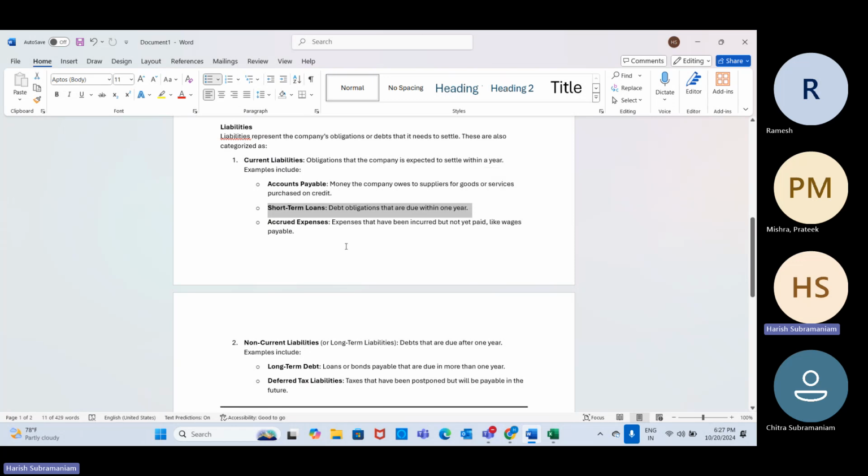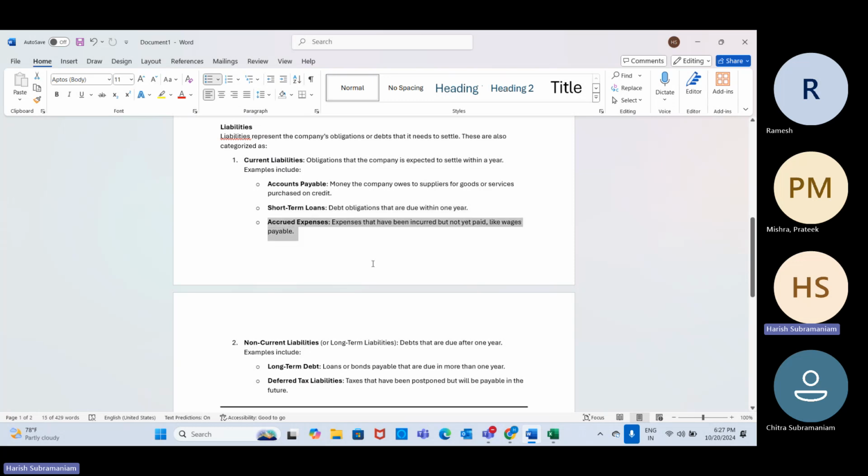short-term loans. So short-term loans are debt obligations that are due within 1 year. So if you take a small loan and then you say I'll pay it every month over the next, say, 3 to 6 months, the companies also do that sometimes. And these are basically the short-term loans.